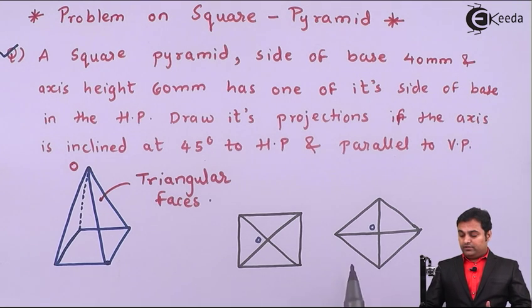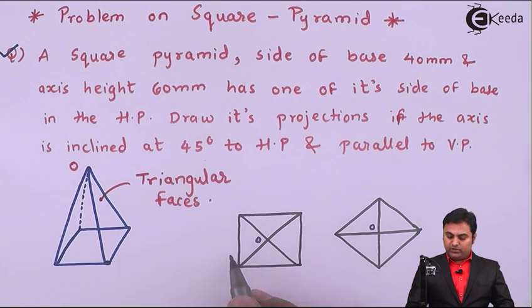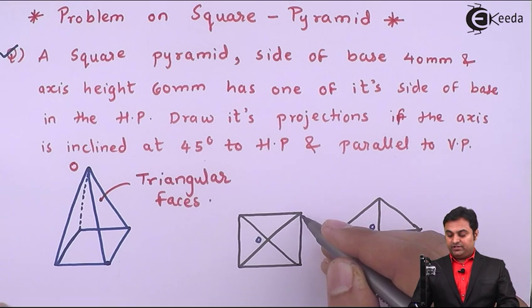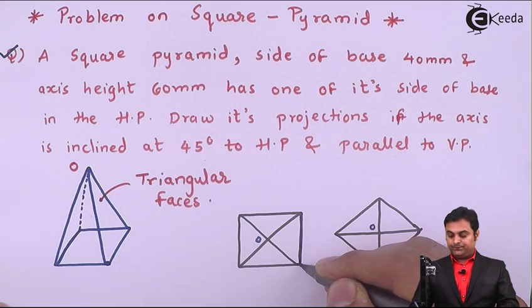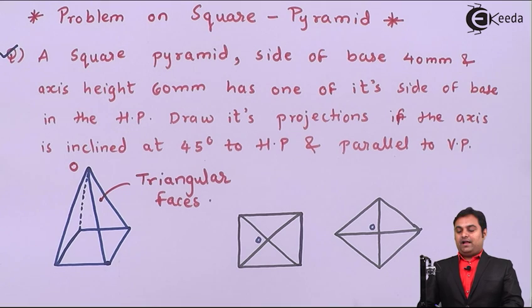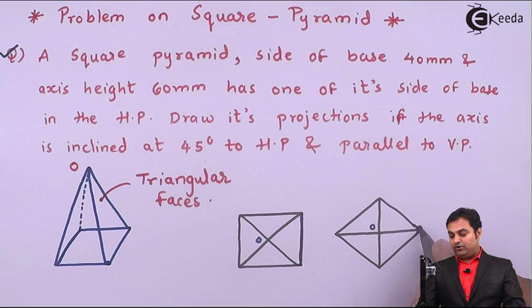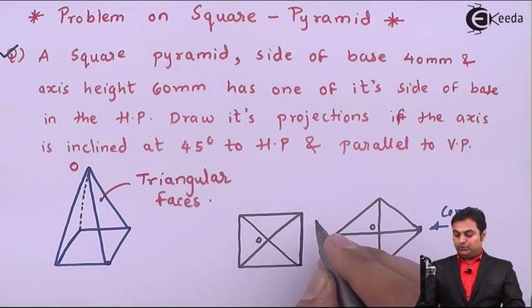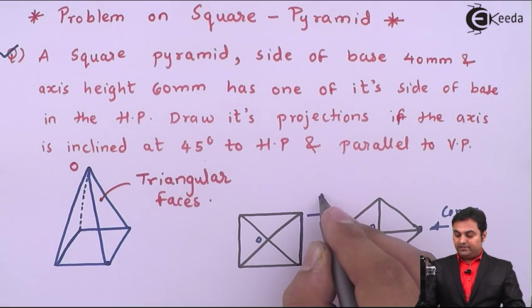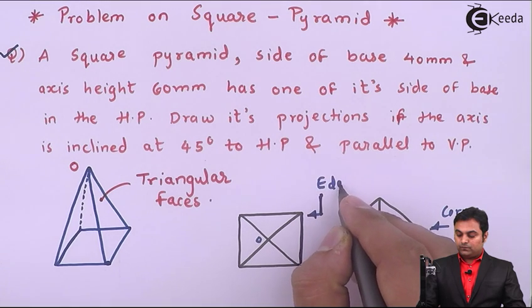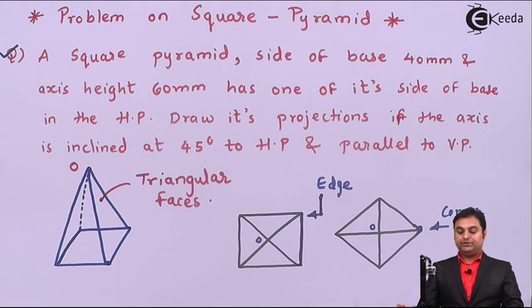Now, here this square pyramid can be kept in this way, which is the first condition. This condition is that the square pyramid is resting on its edge. This is the resting edge. And the other condition shows that the pyramid is resting on its corner. So there are two conditions in which the pyramid can be rested, either on the edge or on one of its corner.